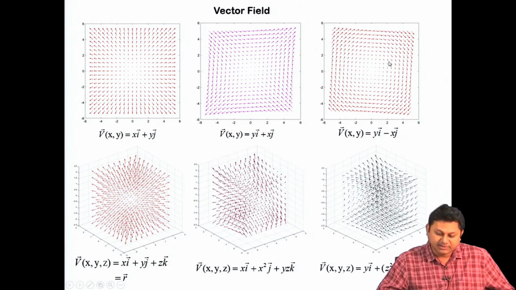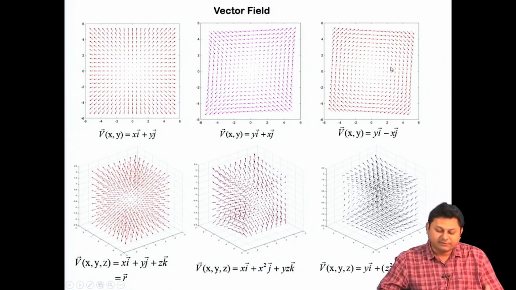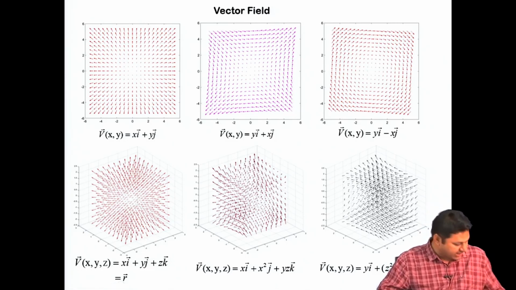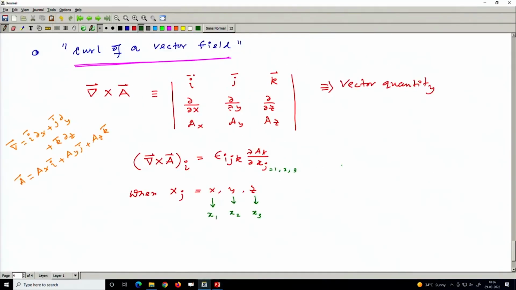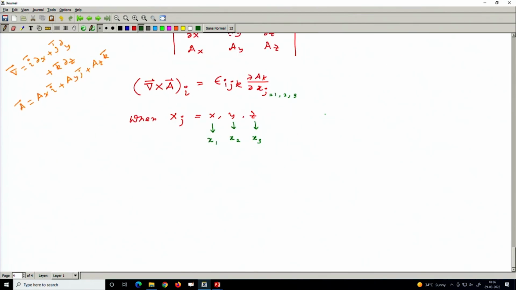This curl operator tells us how curly these vector fields are at a given point. If you calculate, you will find a non-zero value, and that tells us that this vector field is curly. The amount of curliness is given by the magnitude, because when you calculate the curl of a vector, it gives you a vector quantity. So it gives you the direction as well as the magnitude, and this magnitude will tell us how curly the vector is.